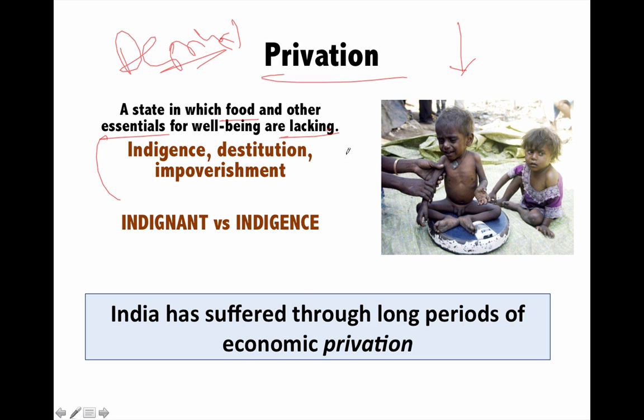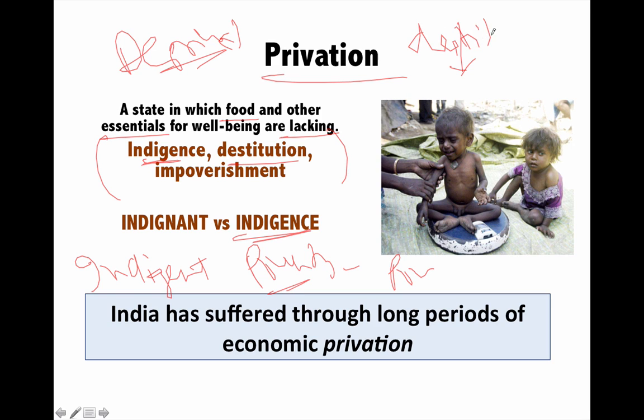So there are three important words for the same. One is indigence. Indigence is poverty, and a person who is poor is indigent. So indigence is poverty and indigent is poor. Destitution means poverty and destitute means poor. So you can call a poor person a destitute or indigent. And impoverishment means lack of something, severe lack of something, like malnourishment. That is a kind of impoverishment.